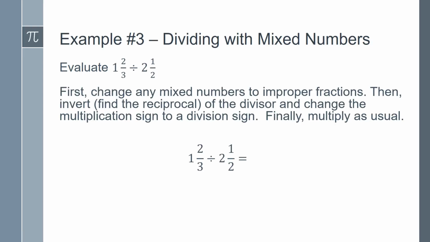So 1 2/3 divided by 2 1/2 becomes 5/3 divided by 5/2. Next, we need to change the division sign to a multiplication sign and find the reciprocal of 5/2. So we have 5/3 times 2/5, and we can cross-reduce the 5's, and we know that our final answer is 2/3. So 1 2/3 divided by 2 1/2 equals 2/3.